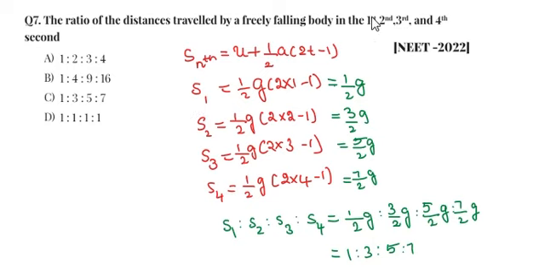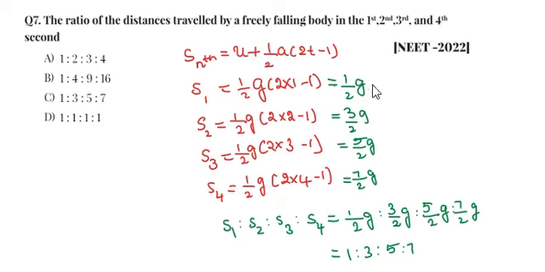So, for the first second, S1 is equal to 1 by 2 g of 2 into 1 minus 1. u becomes 0 because it is a freely falling body. So S2 is equal to 1 by 2 g of 2 into 2 minus 1, and S3 is equal to 1 by 2 g of 2 into 3 minus 1 because it is the third second, and this is for the fourth second.